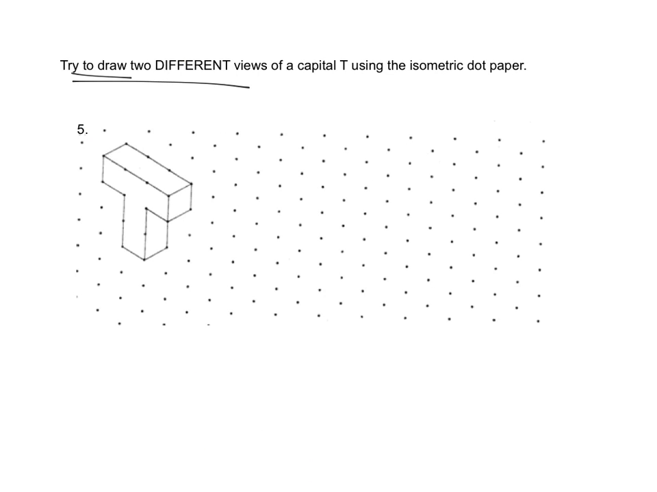So draw two different views of the capital T using the isometric dot paper. So this is one view. I want to draw it from a different angle. So maybe I'll turn it around or something like that.